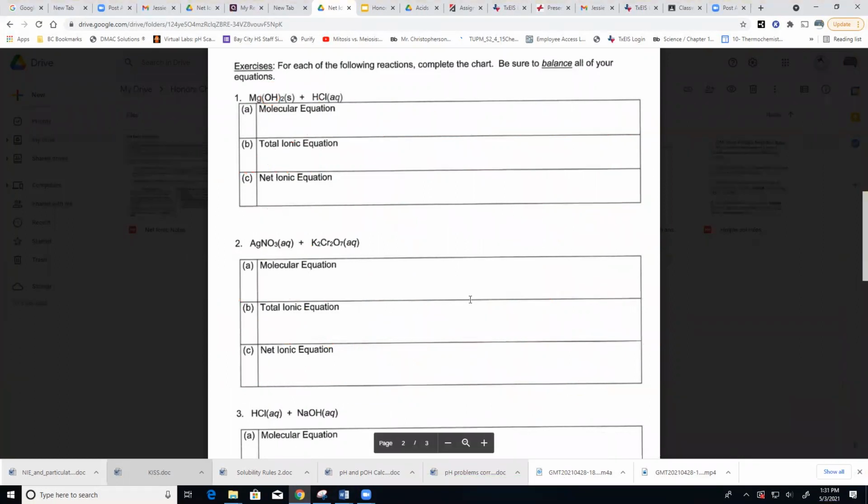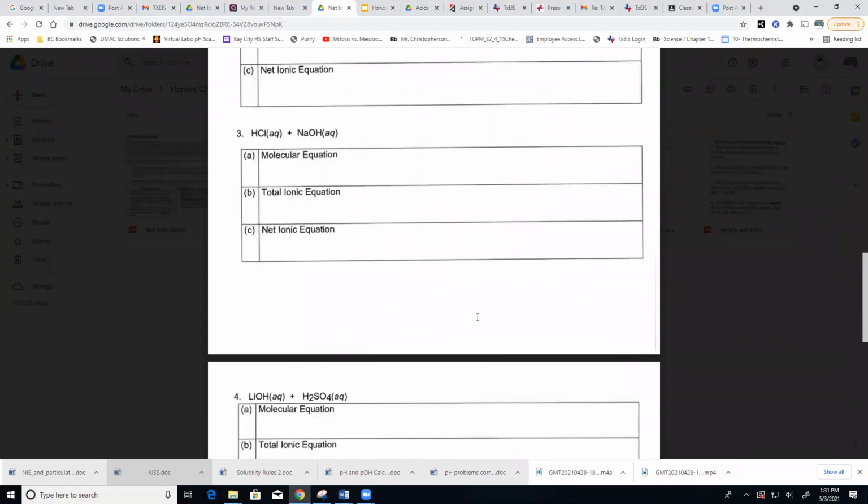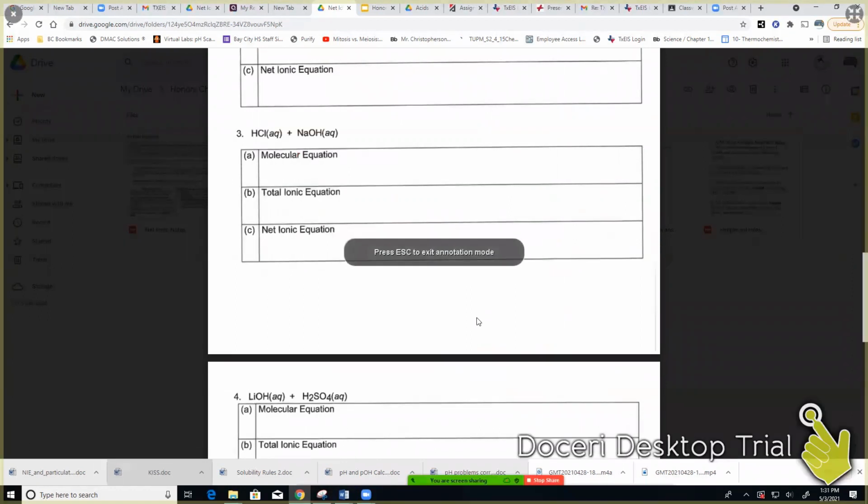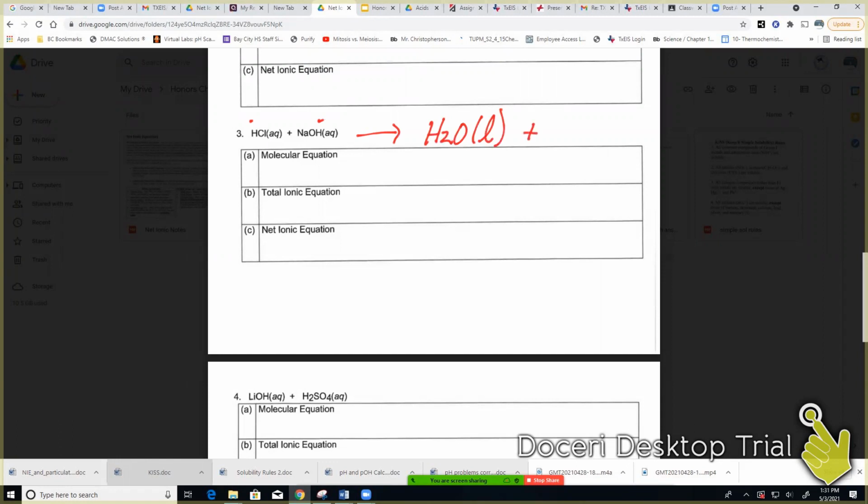All right, so on number 3, I'm going to get y'all to try that. We'll talk about it a little bit first. This is just a typical strong acid, strong base neutralization reaction. In fact, this is probably the typical one. So once again, the hydrogen and the hydroxide are going to come together to form water. And then what's left over, the sodium and the chloride, come together to form the salt. And in this case, it actually is salt. Sodium chloride, table salt.